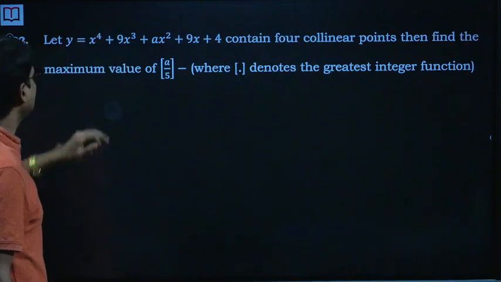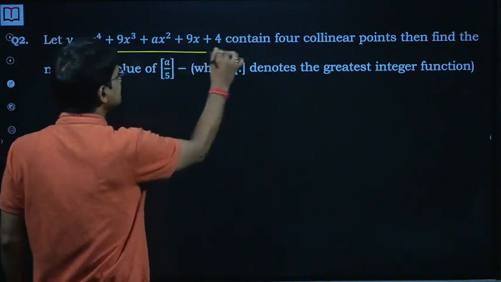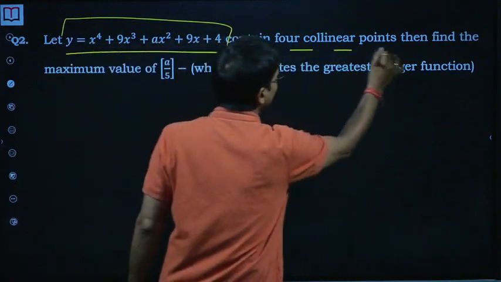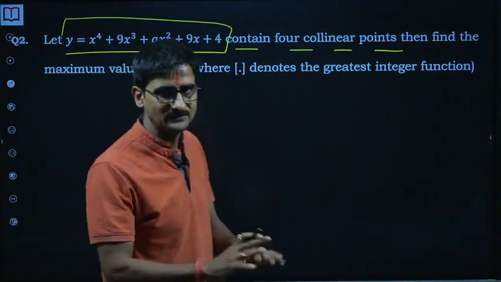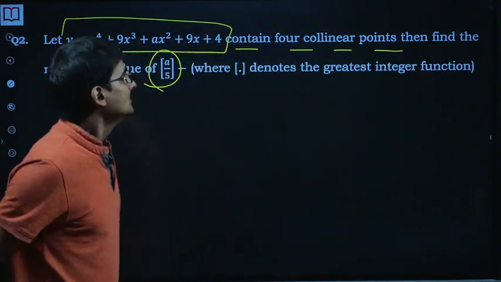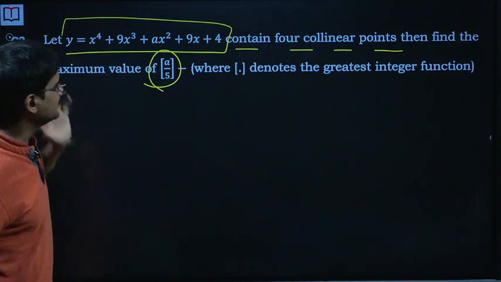I think you all would have got this question, its solution. And now moving to the next one. This curve contains 4 collinear points, then find the maximum value of the greatest integer of a by 5. Okay, now see, how did I look at this question?